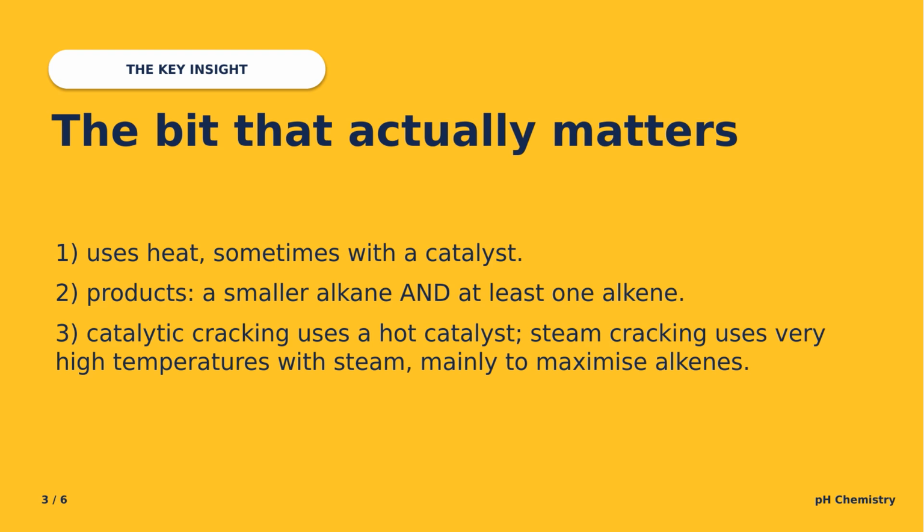Three things. 1. Uses heat, sometimes with a catalyst. 2. Products, a smaller alkane and at least one alkene. 3. Two methods. Catalytic cracking uses a hot catalyst. Steam cracking uses very high temperatures with steam, mainly to maximize alkenes.